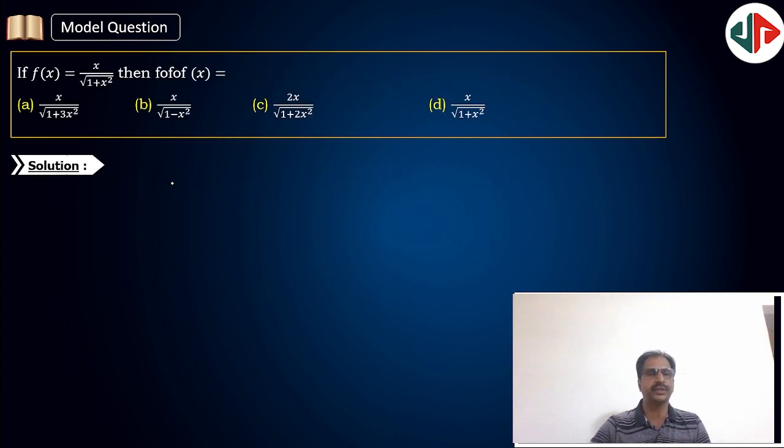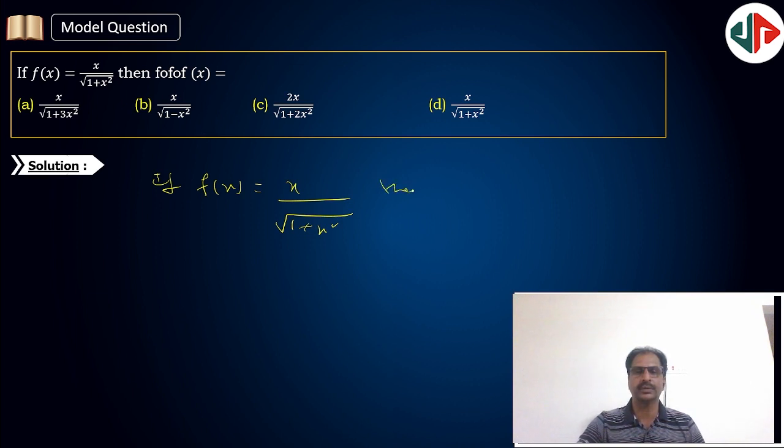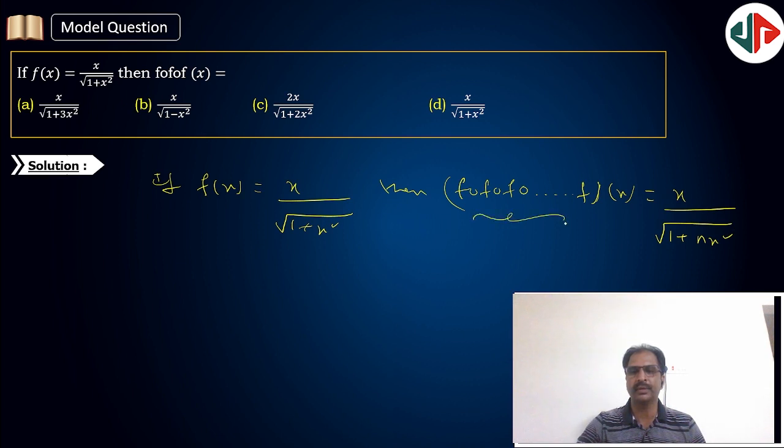If f of x is equal to x by root 1 plus x square, then f of x is equal to what? There is a formula shortcut for this. If f of x is equal to x by under root 1 plus x square, then f circle f circle and so on, f of x is equal to x by under root 1 plus n x square if f is repeated n times.